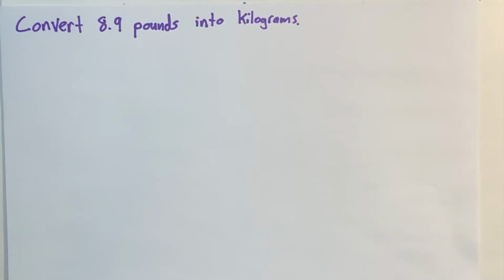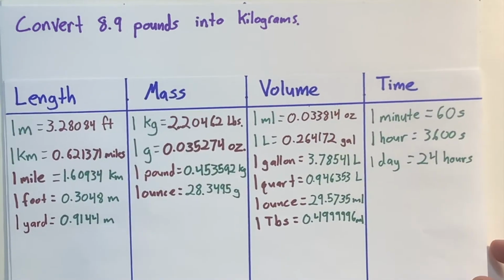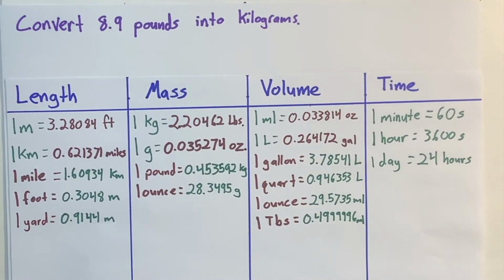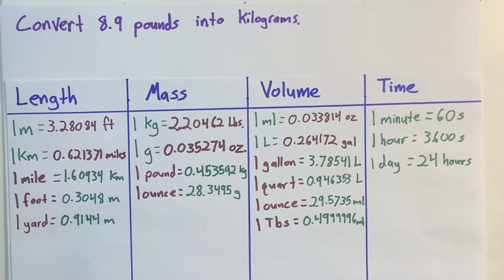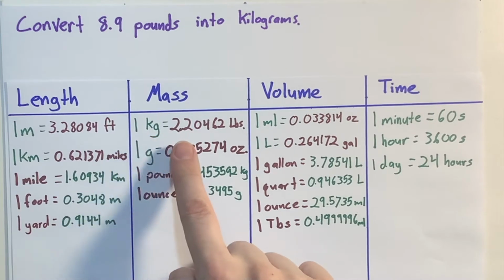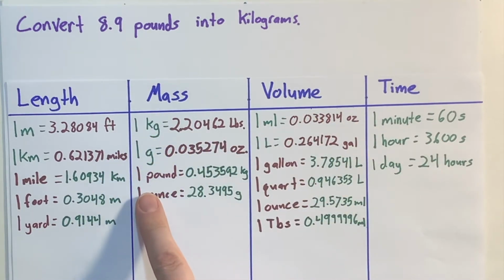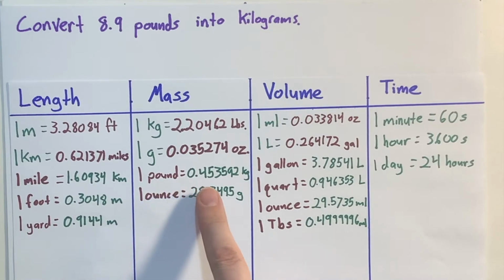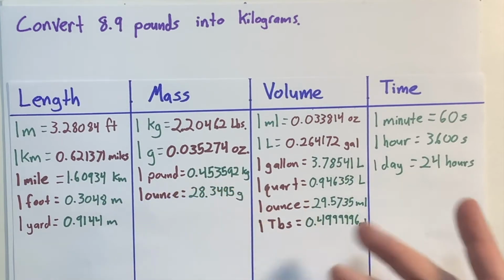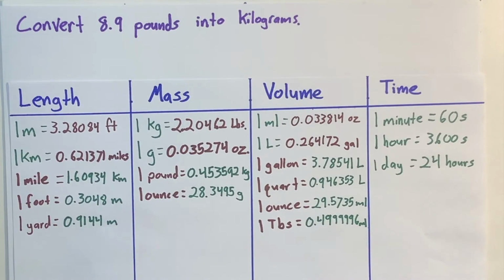So here's another one. Convert 8.9 pounds into kilograms. Now, if you look at any kind of conversion table, you could figure out what the conversion rate is. Here's where I've noticed some students get tripped up. Sometimes you're given 1 kilogram is equal to 2.20462 pounds, and sometimes you're given 1 pound is equal to 0.453592 kilograms. And sometimes students mess it up.